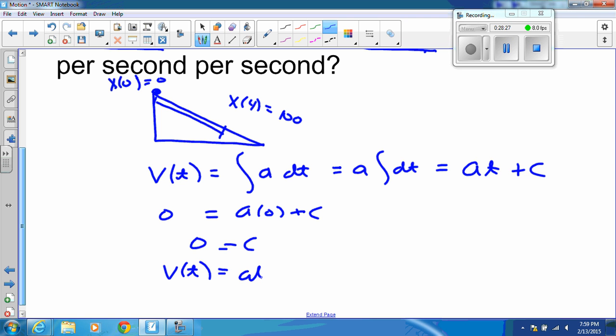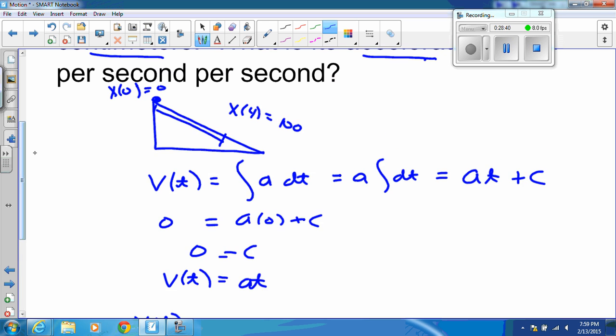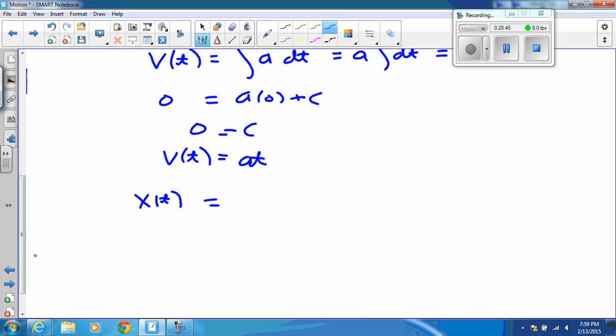And we know the initial condition for the velocity, which is that the velocity at time 0 is equal to 0, which tells me that c is equal to 0. And I now have velocity of t is equal to a times t. I still don't know what a is, but that's not a problem. Since I have velocity, I can find position. And the reason I want to find position is that I'm given information about the position at a couple of different times. And I figure it's probably going to be helpful to me to find the position.